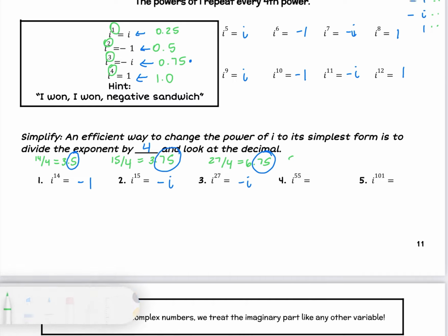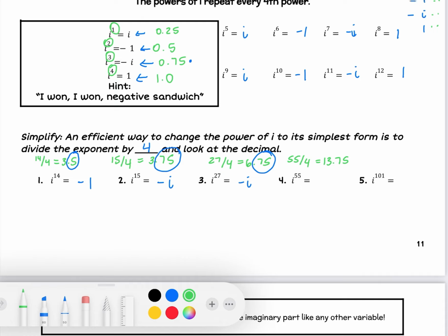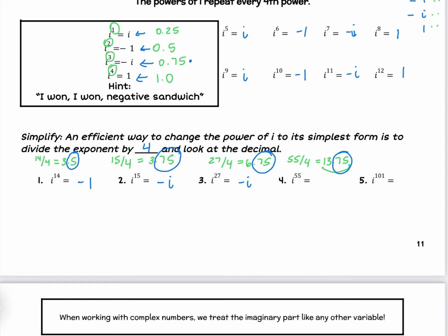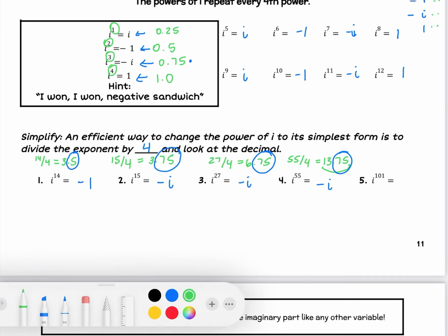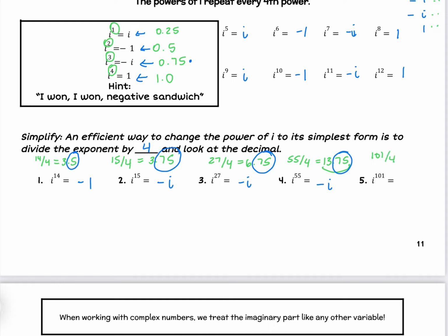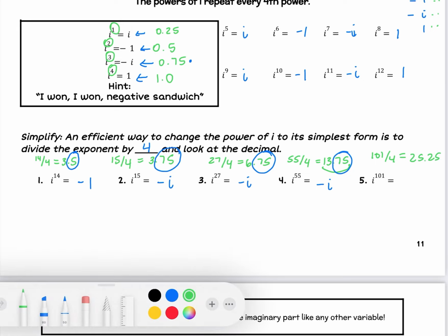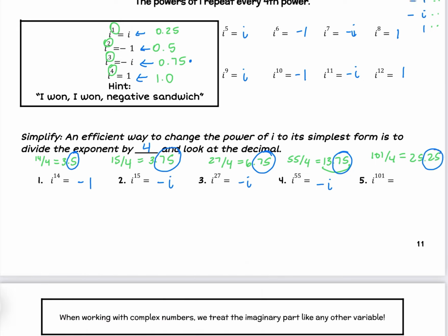55 now. 55 divided by 4 is going to give us 13.75. So again, we end in that 0.75, so that's going to give us negative I. And then again, 101 divided by 4. We're just dividing the exponents by 4. We get 25.25. So we are only worried about that decimal. 0.25 tells us that we have just I.